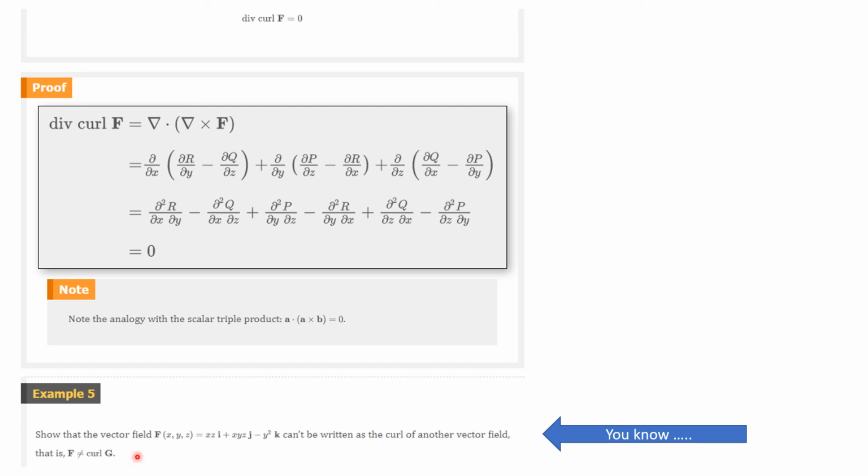Here's another example. I'm going to ask you to do this. Show that the vector field F, that is defined this way, that is xz in the i direction, xyz in the j direction, and minus y squared in the k direction, cannot be written as the curl of another vector field. That is, show that capital F is not equal to the curl of G. A little bit different kind of a problem. Why don't you try to give this a go? You know what to do. Let's see how you did.